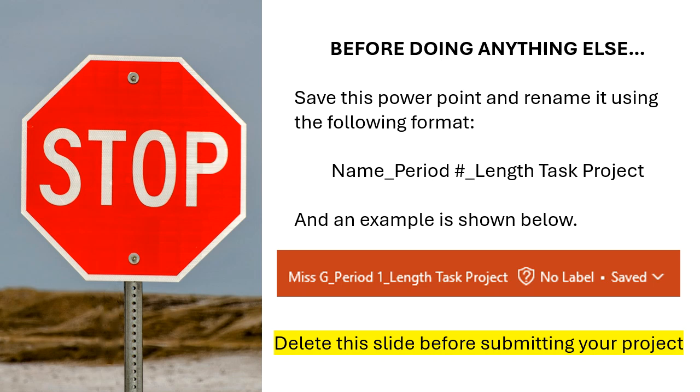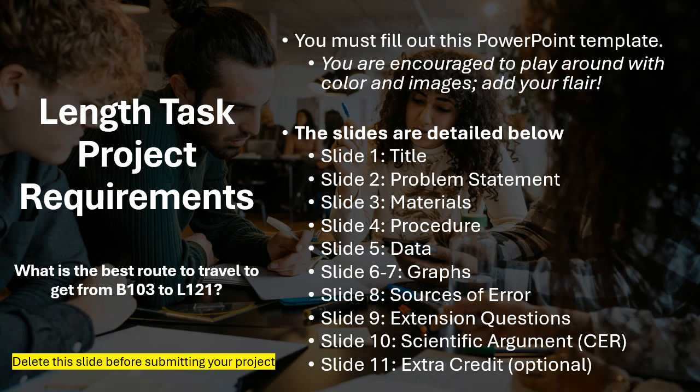Before doing anything else, please save your PowerPoint and rename it using the following format. That is name_period number_length task project. So an example is shown below, Miss G_period 1_length task project. And again, you can delete this slide before submitting your project because it's really not part of what we're trying to get you to show us.